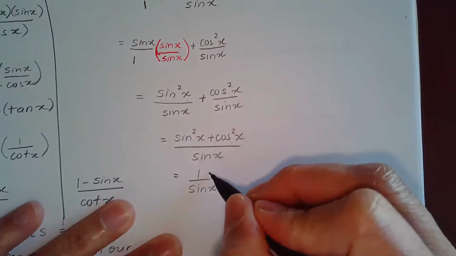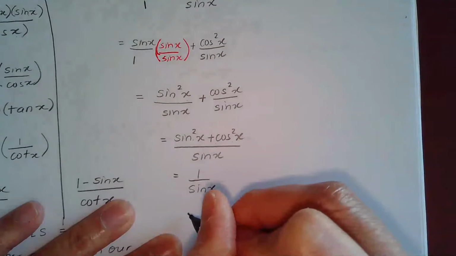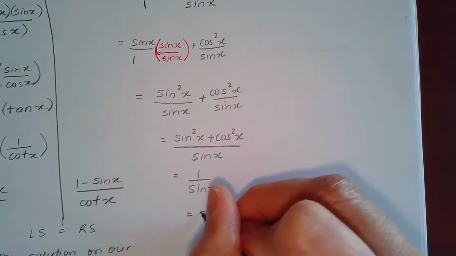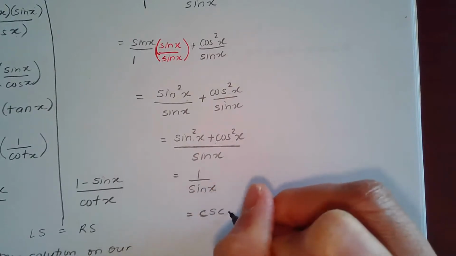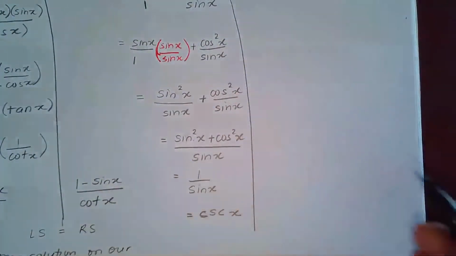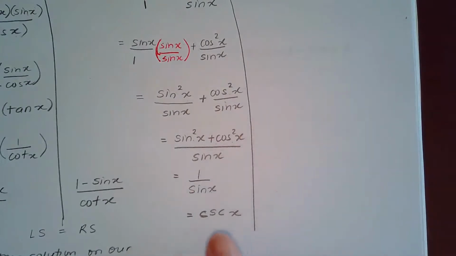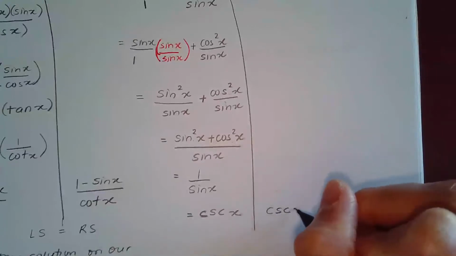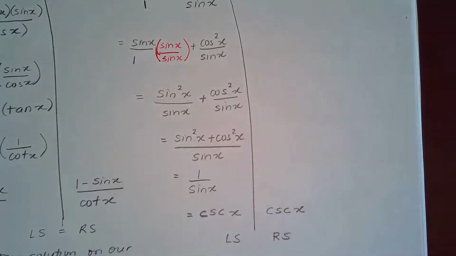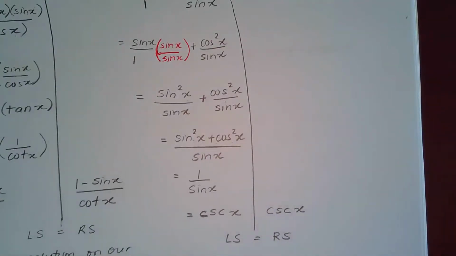And 1 divided by sine of x is a reciprocal, right? 1 over sine of x is the same thing as cosecant of x. So there we go. We proved that the left side is cosecant of x, and the right side is cosecant of x as well. So the left side equals the right side. That's really great stuff.